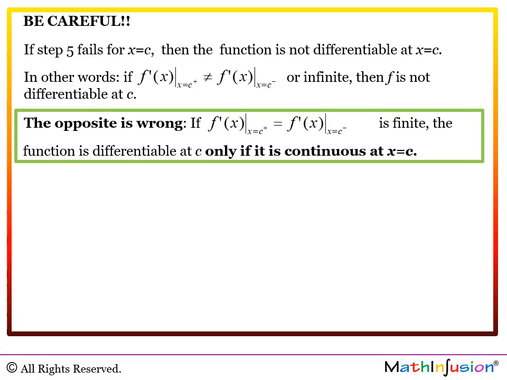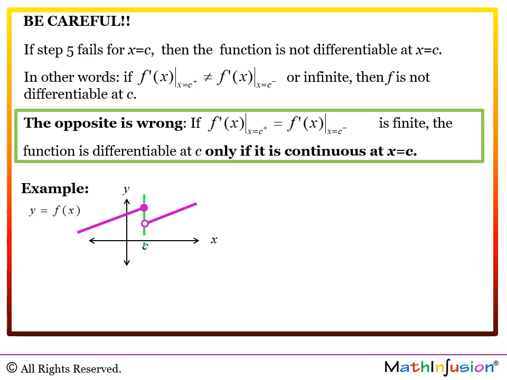If in step 5 we get that the derivative from the right and the derivative from the left are exactly the same and finite, then the function is differentiable at c only if it is continuous at x equals c, which means that this is not enough.